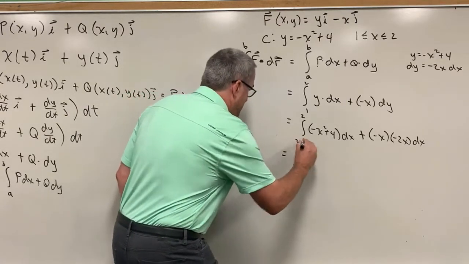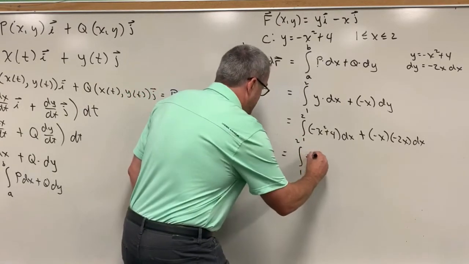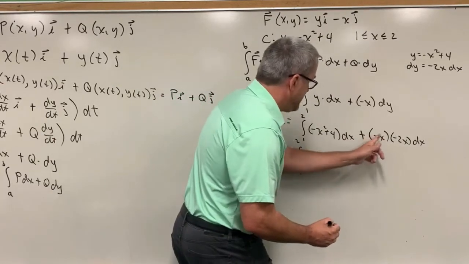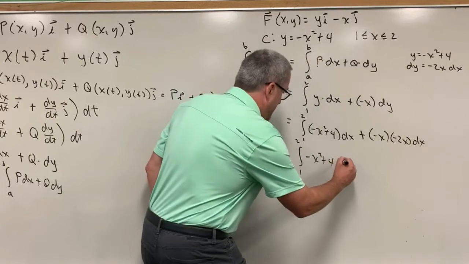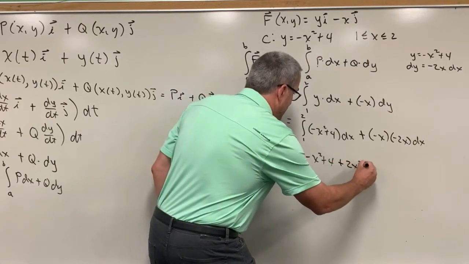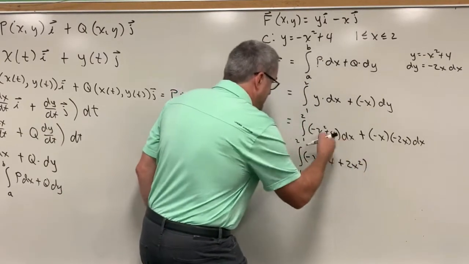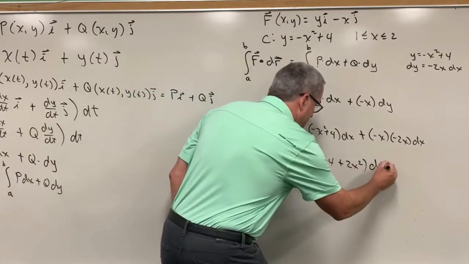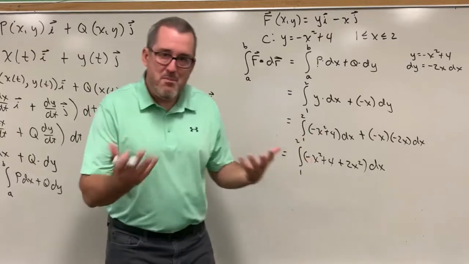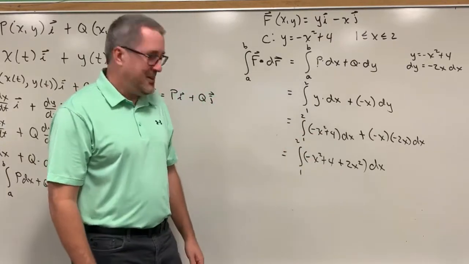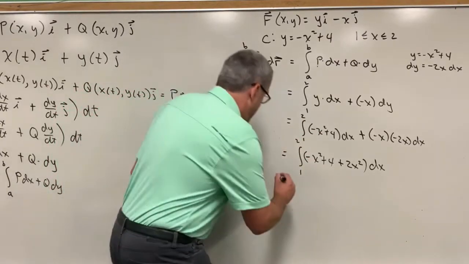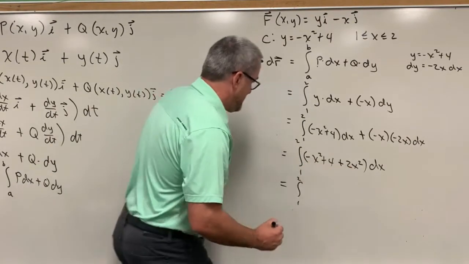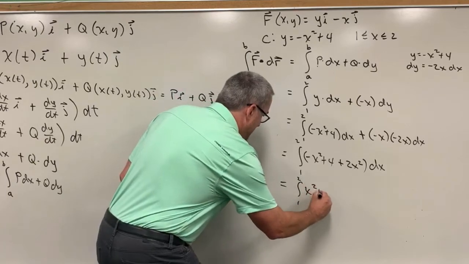So let's simplify and see if you recognize the result. We're going to integrate from 1 to 2. We've got negative x squared plus 4. We've got plus negative x times negative 2x. That would be positive 2x squared. And rather than put dx in both places, we'll just factor out that differential dx to get it to be in a more familiar single variable integral format. And if we simplify one more time, notice negative x squared plus 2x squared would be positive x squared plus 4 dx.